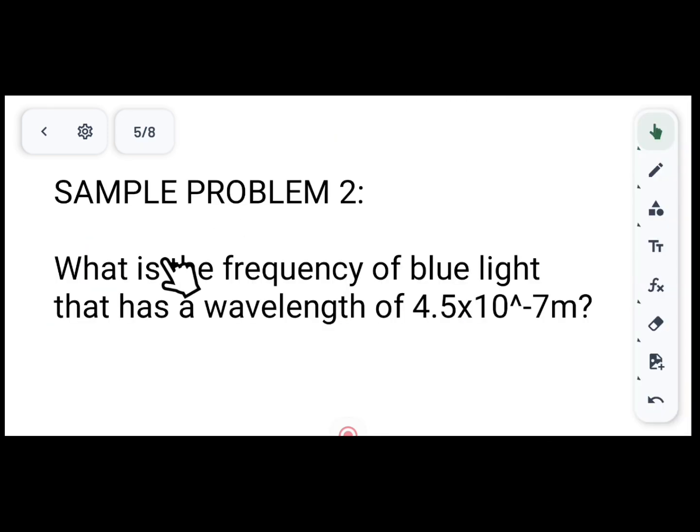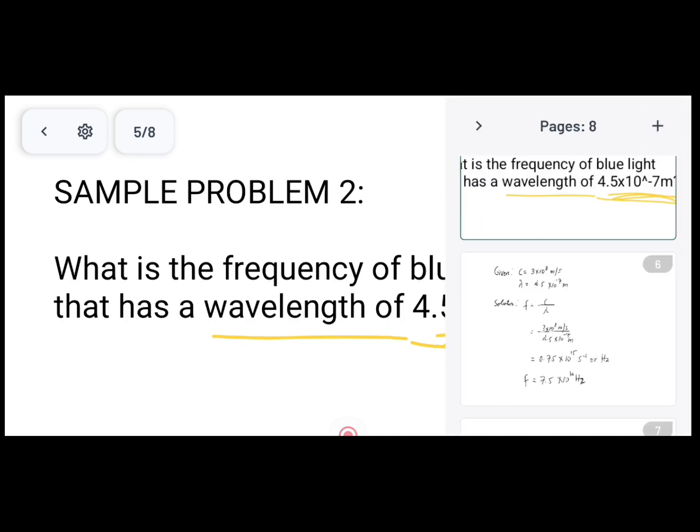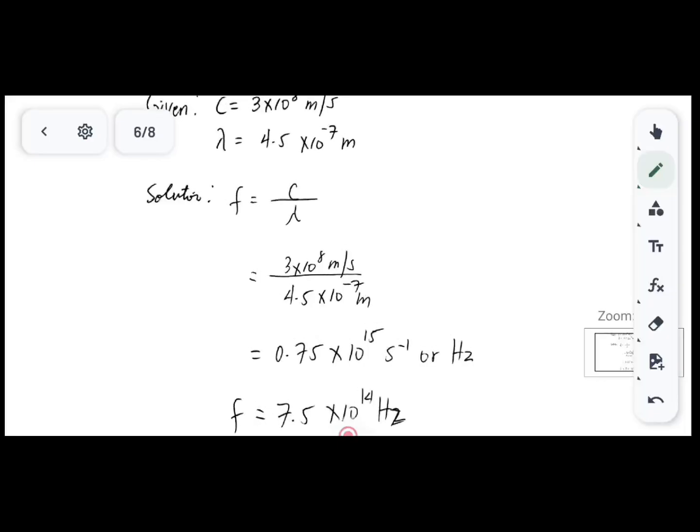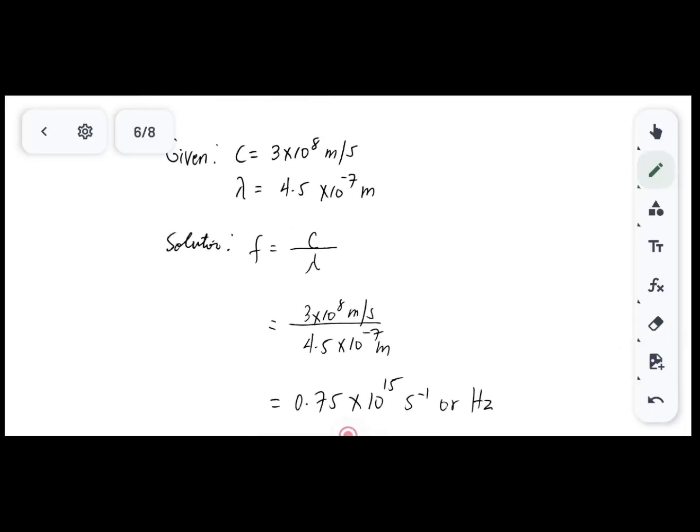For sample problem number 2, we have: what is the frequency of blue light that has a wavelength of 4.5 times 10 raised to negative 7 meters? You have the given value of 4.5 times 10 raised to negative 7 meters for the wavelength. Now, how do you solve that? You have to find the given values, and we have here C equals 3 times 10 raised to 8 meters per second, constant for speed of light. And the given from the problem is the wavelength or lambda.